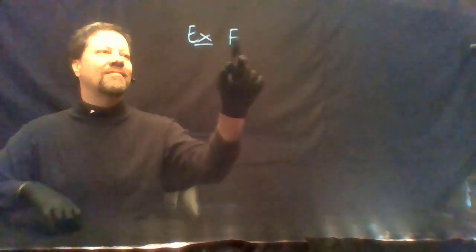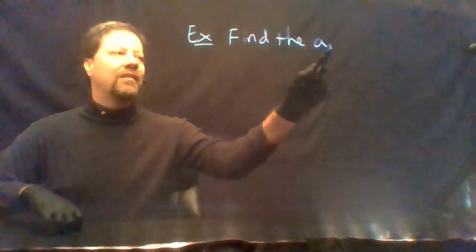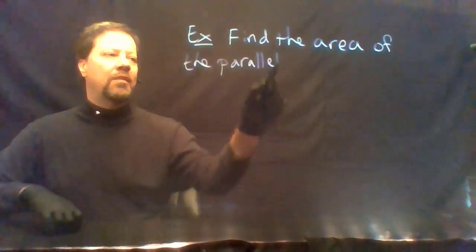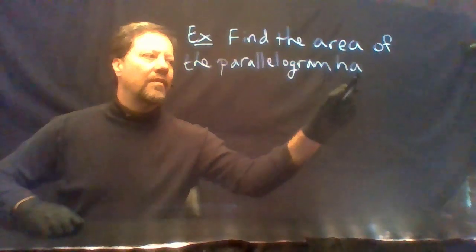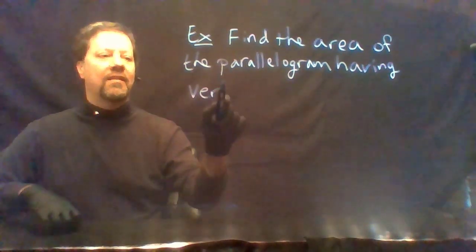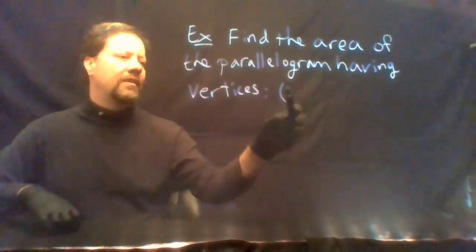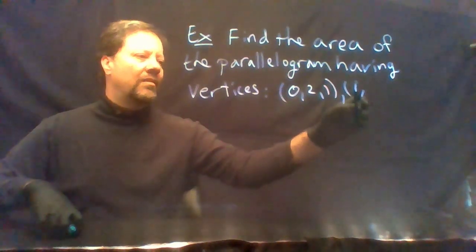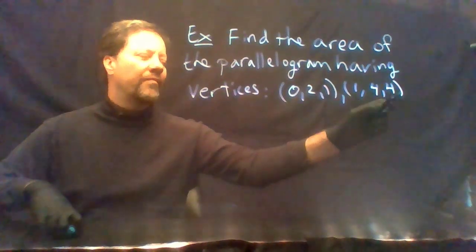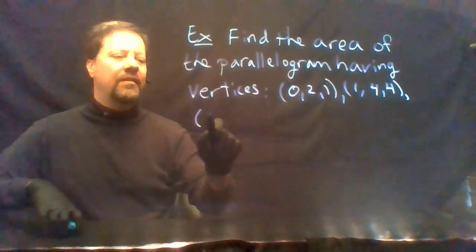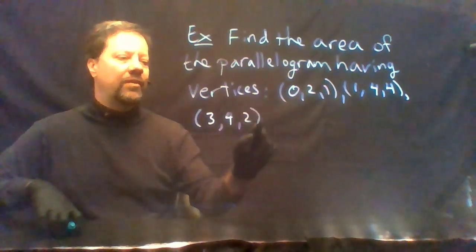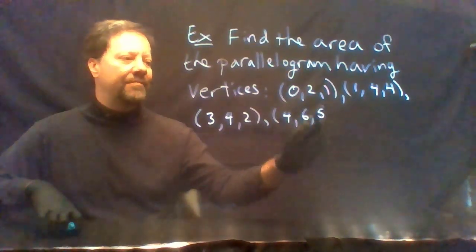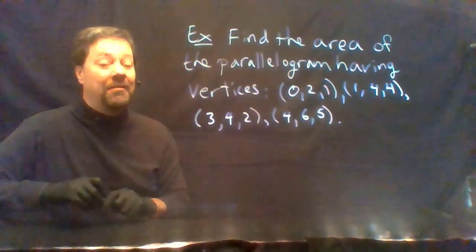As an example, find the area of the parallelogram having vertices, let's say (0, 2, 1), and then how about, let's say (1, 4, 4), and then (3, 4, 2), and finally (4, 6, 5). I claim that these are the vertices of a parallelogram.